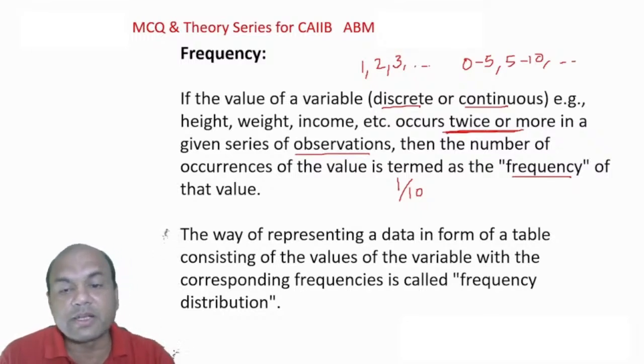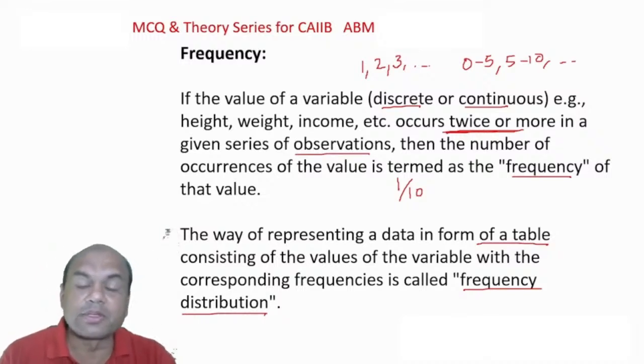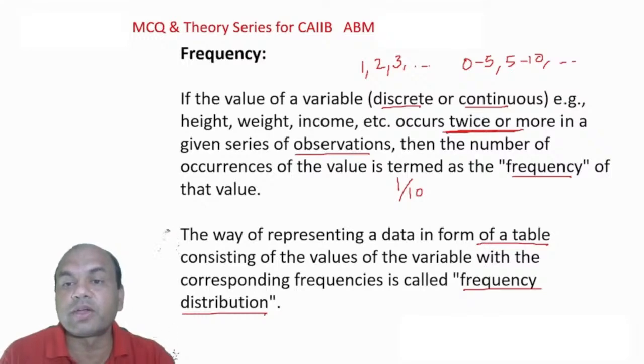The way of representing data in the form of a table, consisting of values of a variable with the corresponding frequencies, is called frequency distribution. What is distribution? The way of representing the data in form of a table. Suppose if I take 0 to 5, 5 to 10, 10 to 15 and so on. When I make the table out of this, this is known as my class and this is known as my frequency.